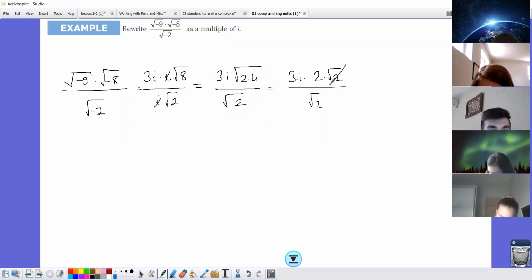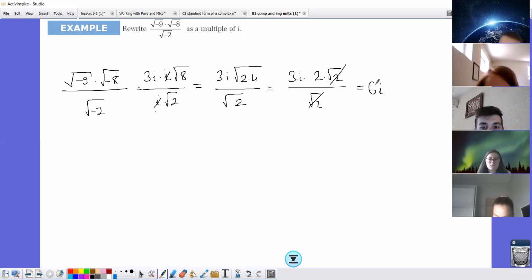Again, we have multiplication between them. I will cancel this. So simplify. Then 3i times 2. What is 3 times 2? 6. 6i will be the result. Is it okay? Yes. Okay, thank you.